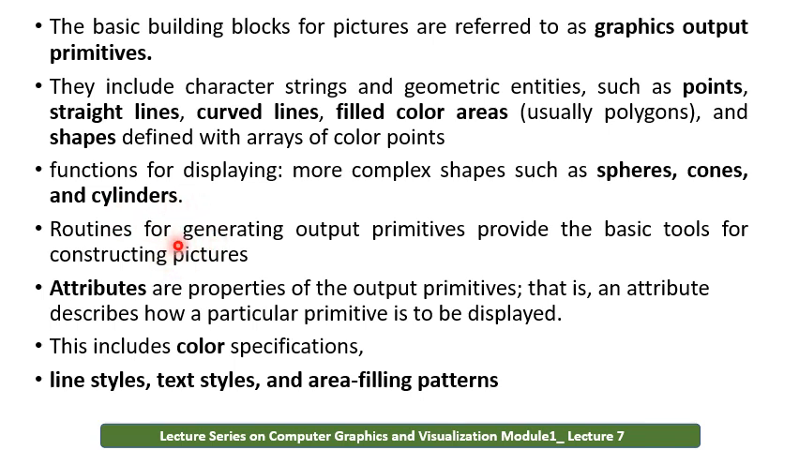And there are routines for generating output primitives, which provide the basic tools for constructing pictures, and attributes, which are the properties of the output primitives. That is, an attribute describes how a particular primitive is to be displayed, and includes the color specification, line styles, text styles and area filling patterns.